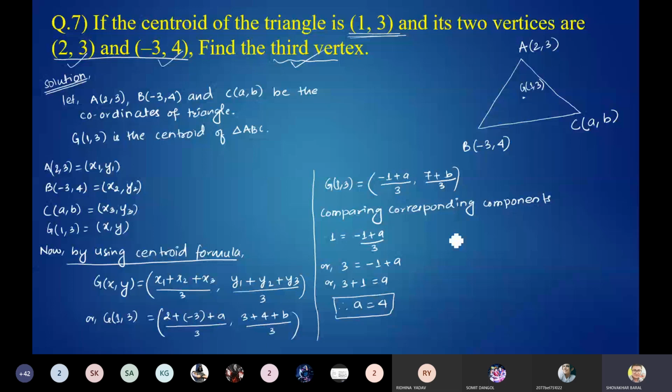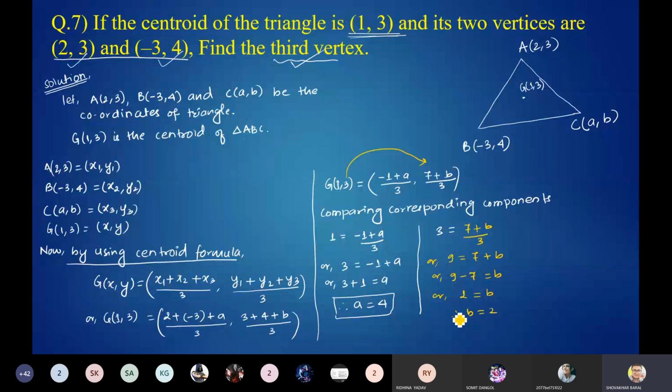Now let's find the value of b. We need to compare this 3 with the second component here. So 3 is equal to (7 plus b) by 3. Do the cross multiplication. 3 times 3 is 9, equal to 7 plus b, or 9 minus 7 is equal to b, or 2 is equal to b. Therefore b is equal to 2.